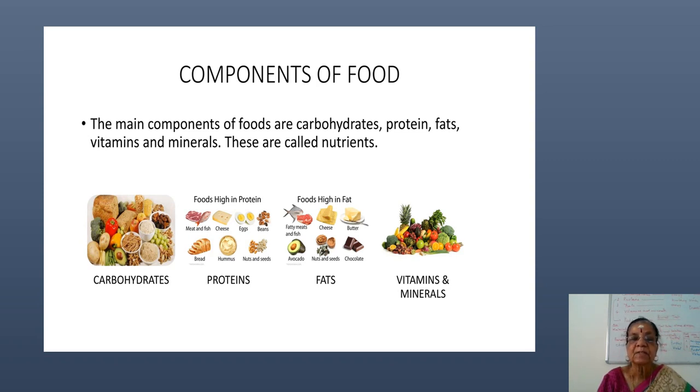Whereas fat, they are avocado fruit, again nuts and seeds, chocolate, butter, cheese, paneer and some fatty meat and fish. These are all food high in fat. I hope you follow. Then vitamins and minerals: all the fruits and vegetables. So this is just a gist, otherwise we say facts in a nutshell, to understand the components of food.